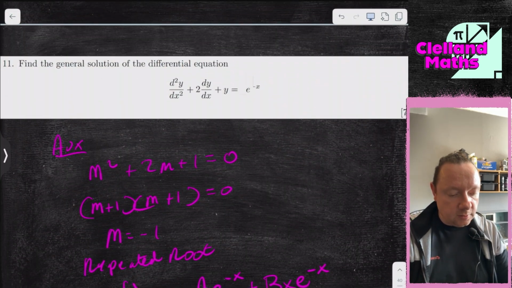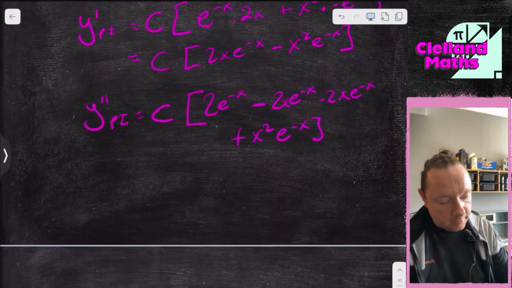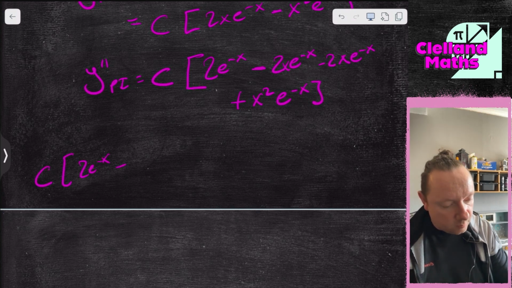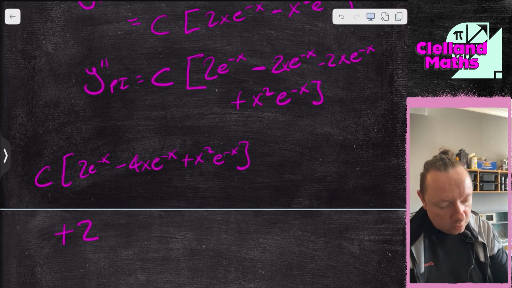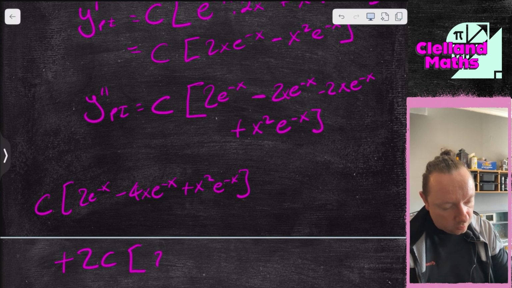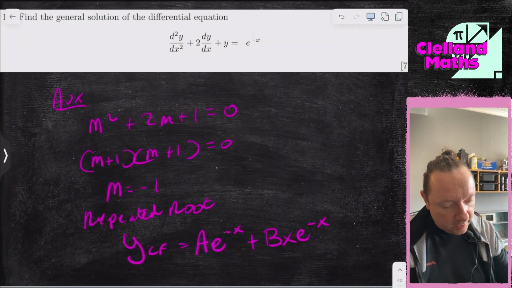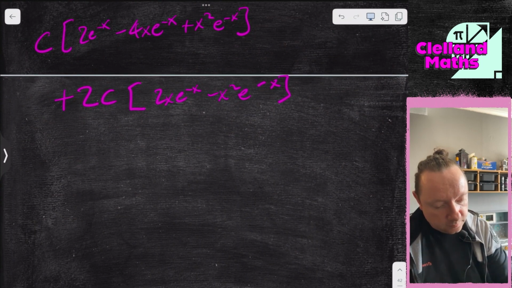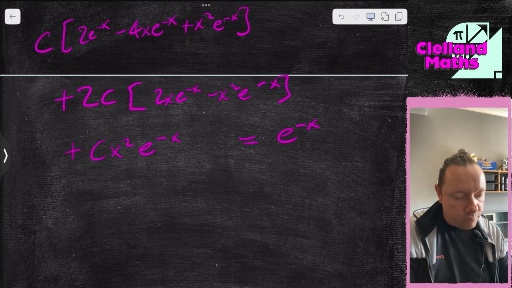Now we can sub in. So we've got d2y by dx squared plus 2y dash plus y. So we've got C, 2 e to the minus x minus, well, 2x and 2x is 4x e to the minus x, plus x squared e to the minus x, plus 2 lots of y dash, so 2C, 2x e to the minus x minus x squared e to the minus x, and then plus y, which is C x squared e to the minus x. And that will all equal the right-hand side, which is just e to the minus x.